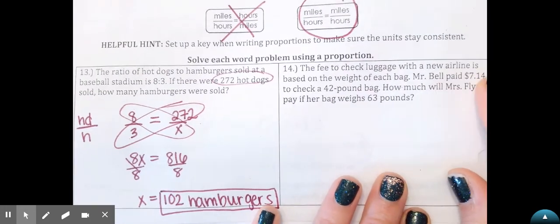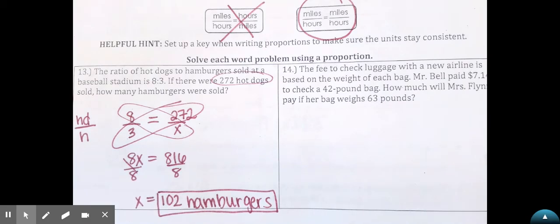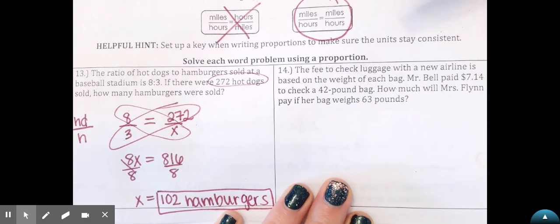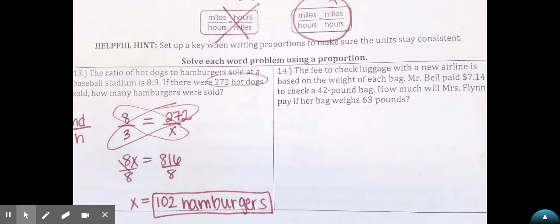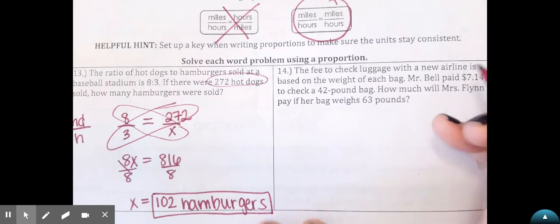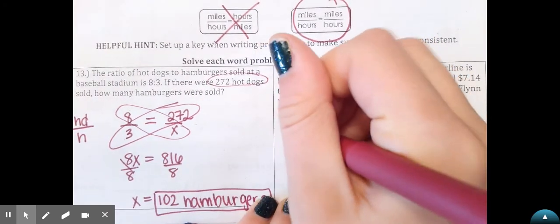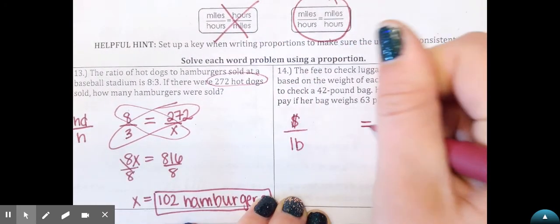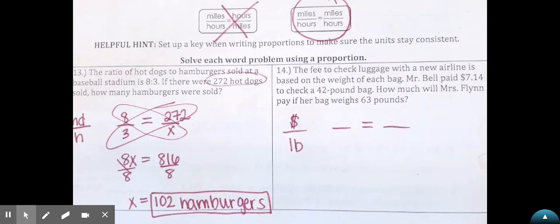All right. Number 14 says the fee to check luggage with the new airline is based on the weight of each bag. Mr. Bell paid $7.14 to check a 42-pound bag. How much will Mrs. Flynn pay if her bag weighs 63 pounds? So it looks like the rate is talking about money and the pound. So money and the weight. Okay. There's my key. That's how I'm going to set up my proportion with consistency.